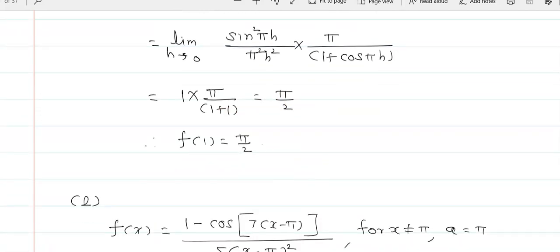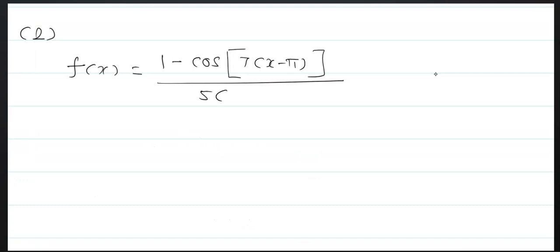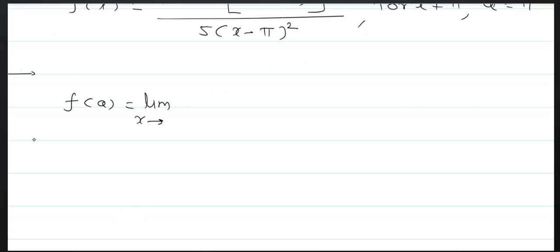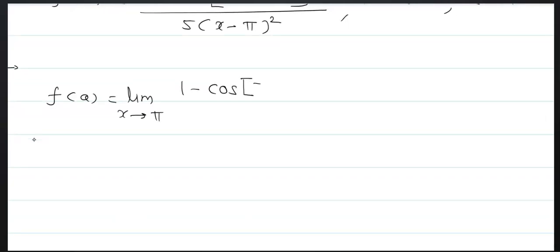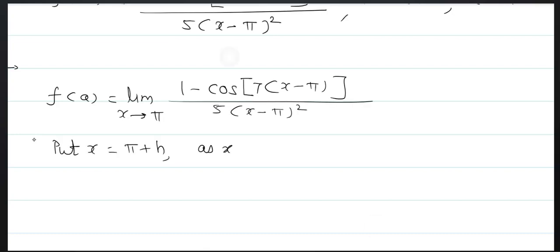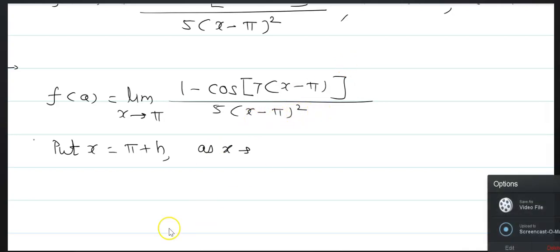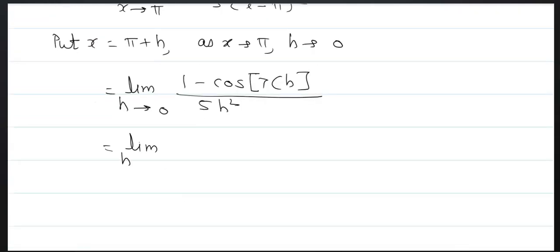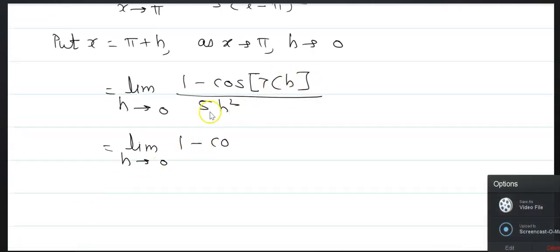Now the next is f(x) equals (1 minus cos 7(x minus pi)) upon 5(x minus pi) square for x not equal to pi, and x equals pi. That is again the f(a): limit x tends to pi of (1 minus cos 7(x minus pi)) upon 5(x minus pi) square. Again the substitution: x equals pi plus h; as x tends to pi, h tends to 0. This is (1 minus cos 7h) upon 5h square.